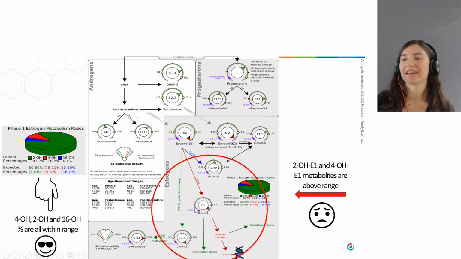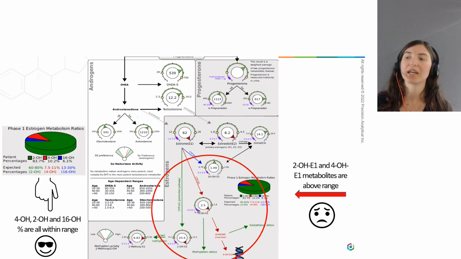And then the ugly is the 4-OH-E1. This is the red pathway. We don't want much estrogen going down this pathway because the 4-OH-E1 in the research is the one we worry about most becoming this reactive quinone and causing DNA damage and increased risk for breast cancer and endometrial cancers.